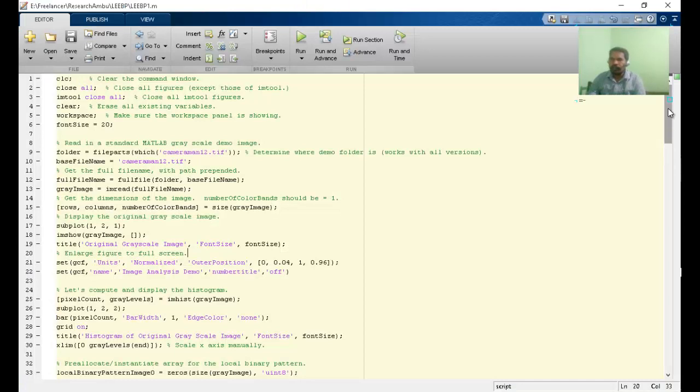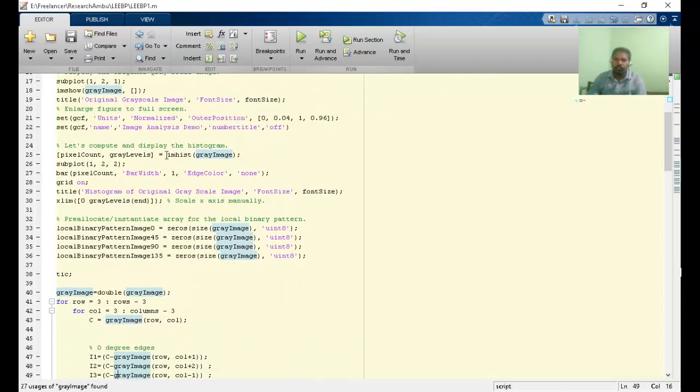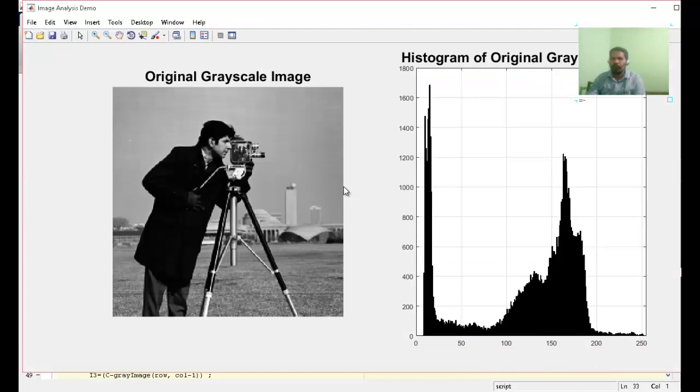In this code, first of all we read the image cameraman.tif. Whatever image we read, I have taken the grayscale image. We check the size of the grayscale image. Then we display its histogram. It's not big, just draw an image histogram. Then we show the original grayscale image and the histogram of the original grayscale image.